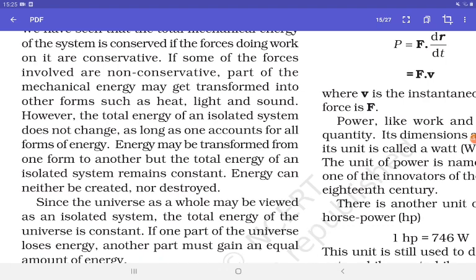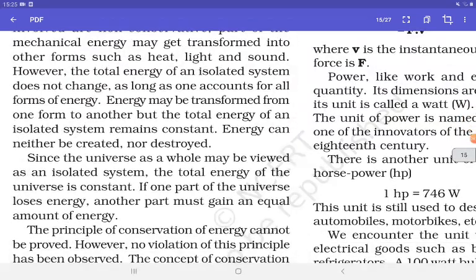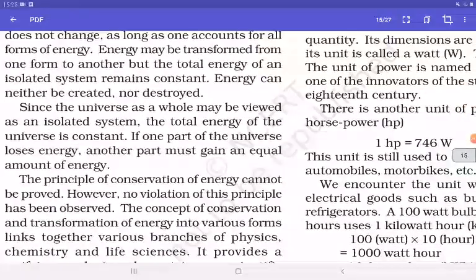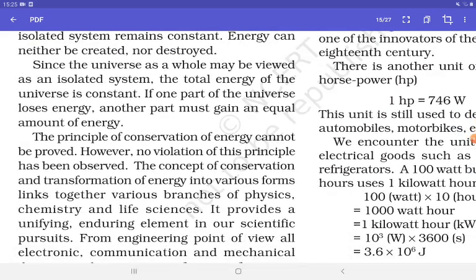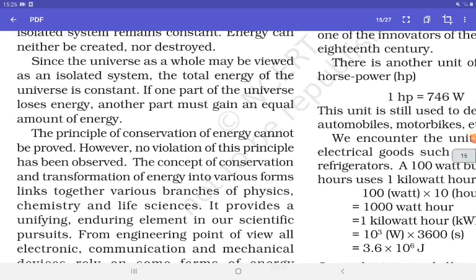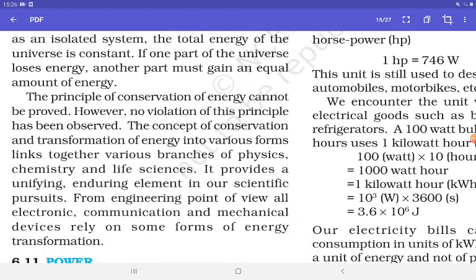Energy can neither be created nor destroyed, since the universe as a whole may be viewed as an isolated system. The total energy of the universe is constant. If one part of the universe loses energy, another part must gain an equal amount of energy. The principle of conservation of energy cannot be proved. However, no violation of this principle has been observed.